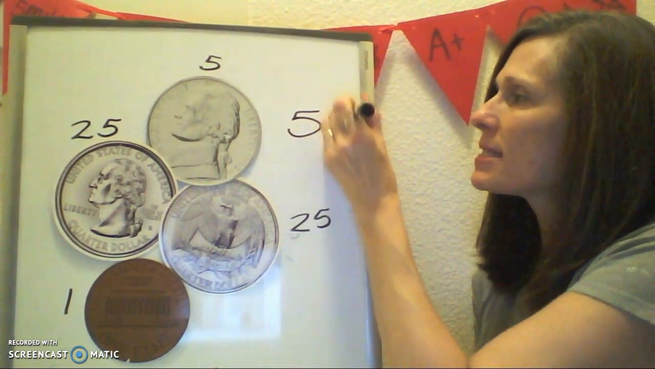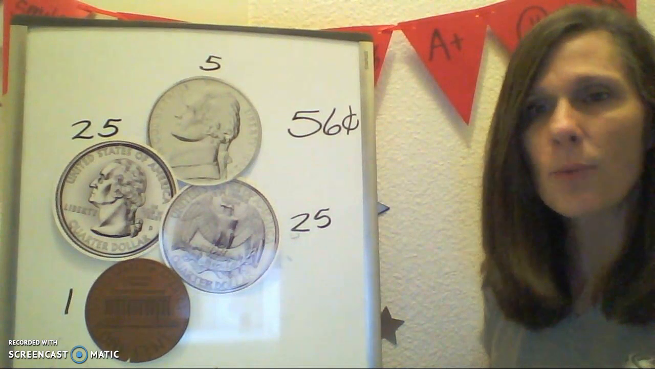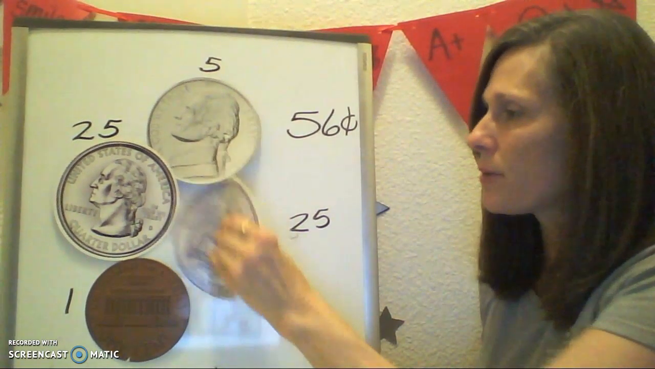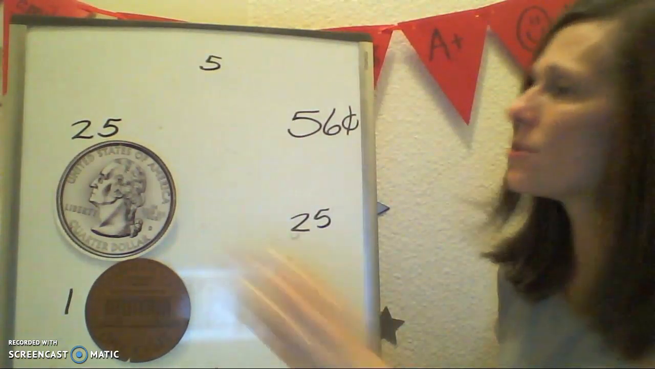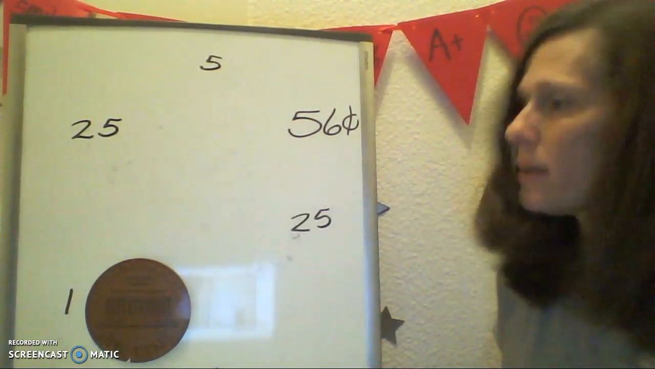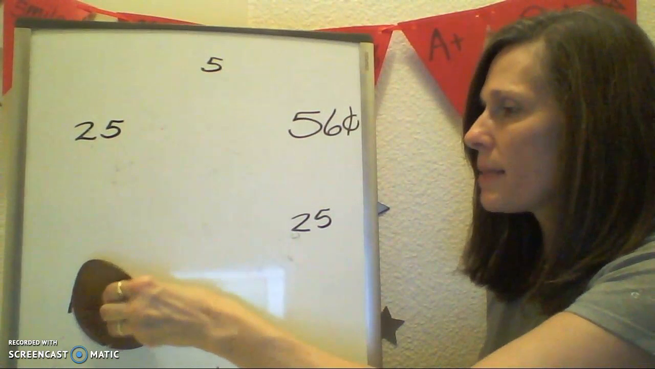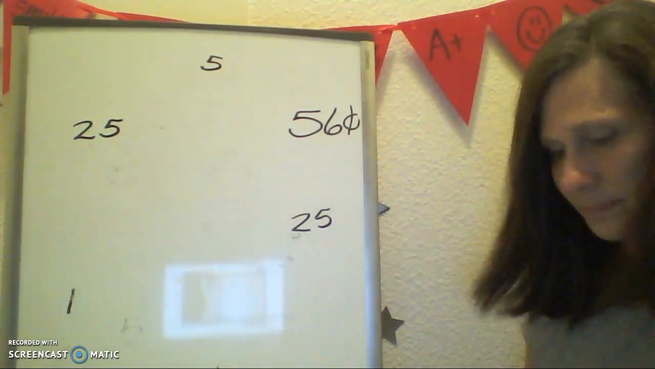So I have 56 cents, of course, writing it with my cent sign. Okay, so here we go. Let's go ahead and do a few more together. We'll mix up our coins here.